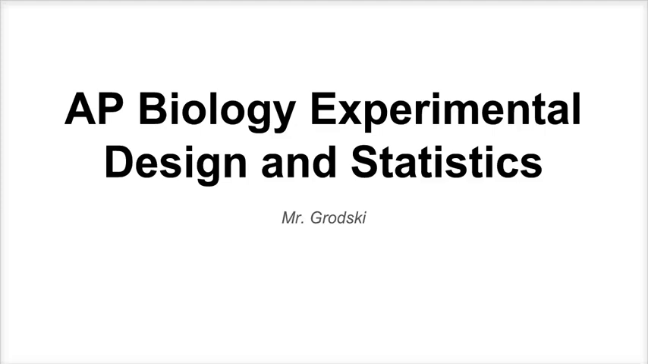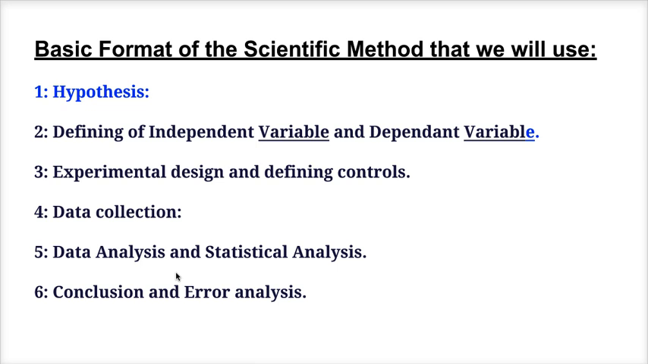Here we are with the AP Biology Experimental Design and Statistics lecture. This would be the second one in this topic. We've previously talked about the independent variables. Let's go through this quickly. We talked about the basic format of the scientific method that we'll use, the hypothesis, defining the independent variable.